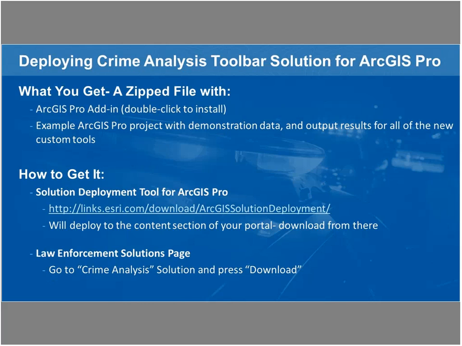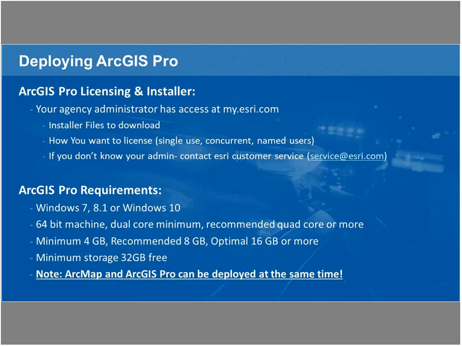You get this crime analysis toolbar solution by downloading it using our solution deployment tool for ArcGIS Pro. If you're not familiar with that tool, it's basically another add-in for ArcGIS Pro that gives you access to our complete library of solutions, so you can just click and it will deploy it into your ArcGIS Online or your ArcGIS Enterprise portal. And from there, you can download it and install it on your desktop.